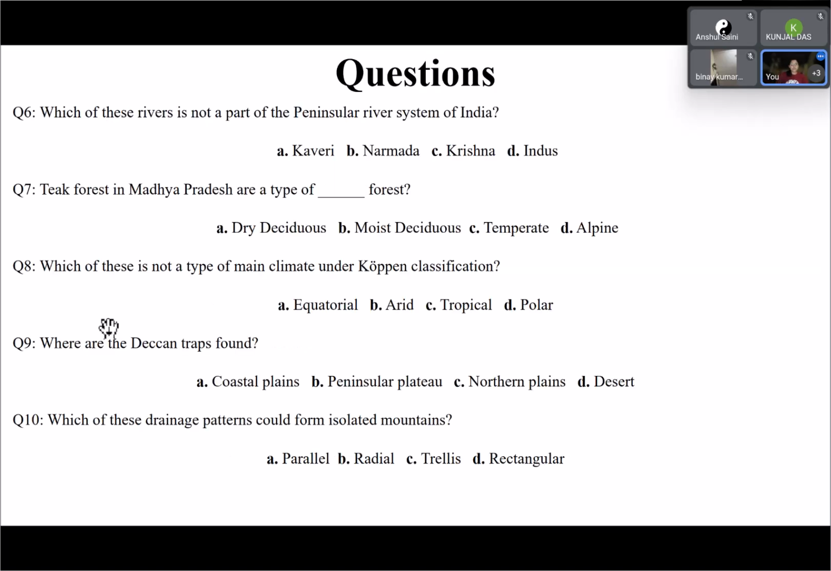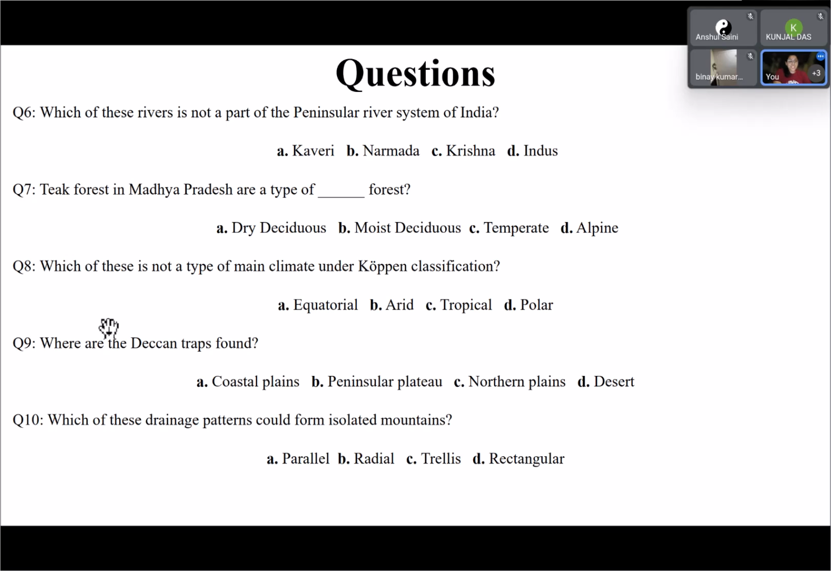And the next set of questions that you see here are which of these rivers is not, so this is what I was talking about. You need to remember peninsular and the other river system that we have, and try to understand which kind of forest you have in different parts of the world. Now, 9th question is what I just discussed.